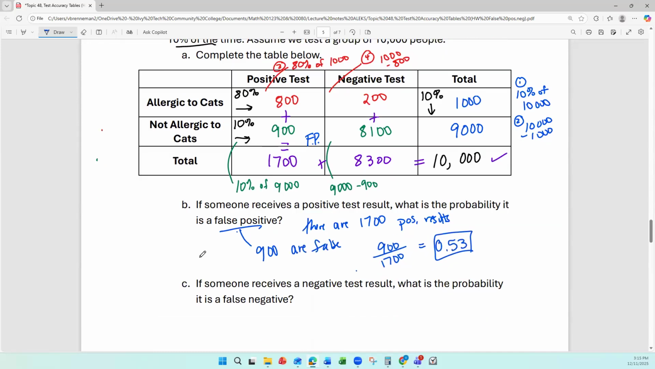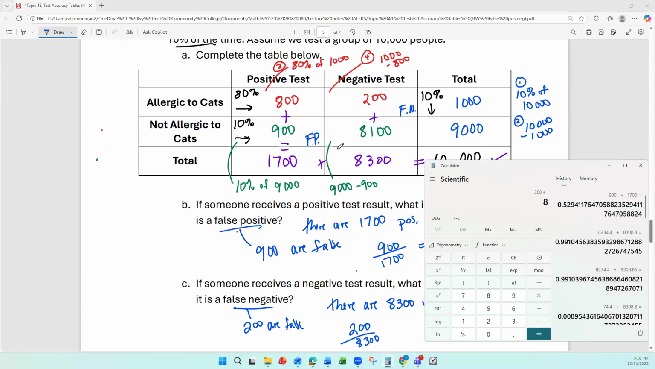Then if someone receives a negative test result, so there are 8,300 negative results, what's the probability it's a false negative? The false negatives are here, the negative test on those who are allergic. There are 200 of those negative tests that are false, so 200 out of 8,300. 0.02.